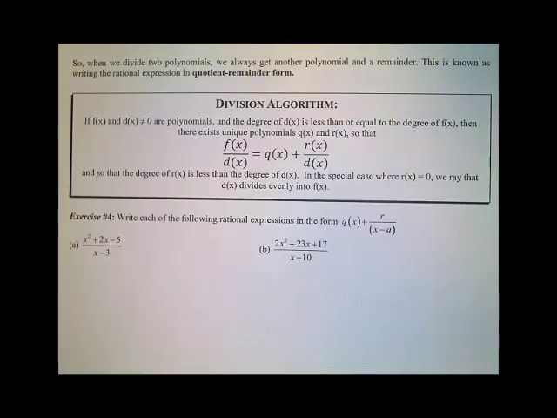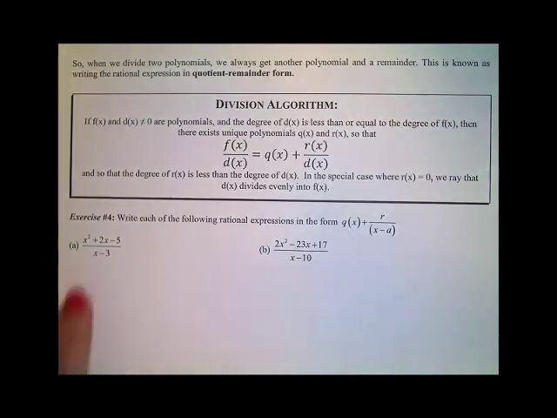So when we divide two polynomials, we always get another polynomial and a remainder. This is known as writing the rational expression in quotient remainder form. Okay? So go ahead, pause the video, and read this division algorithm. So we're going to do a couple examples just so you can start to see what all those letters mean. Okay? All right, so we'll notice that these denominators do not have coefficients in front of x, so I can use synthetic division.